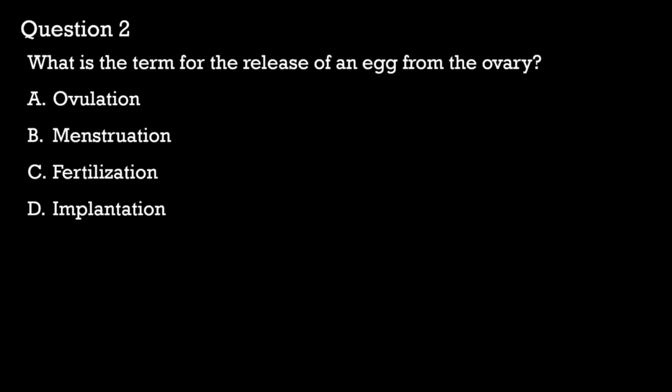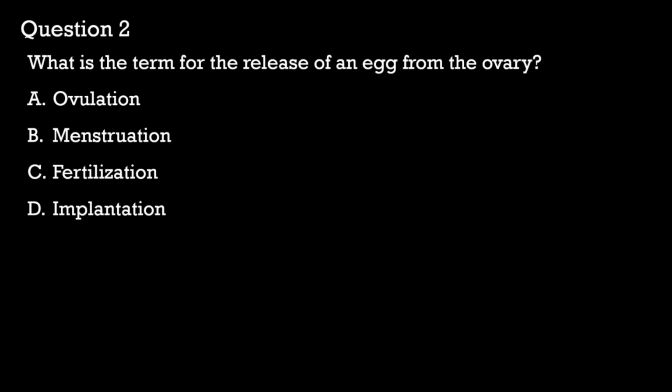Question 2. What is the term for the release of an egg from the ovary? A. Ovulation. B. Menstruation. C. Fertilization. D. Implantation. Ovulation is the process where a mature egg or an ovum is released from the ovary, and this is usually around the middle of the menstrual cycle. It will be around day 14 in a typical 28-day cycle.